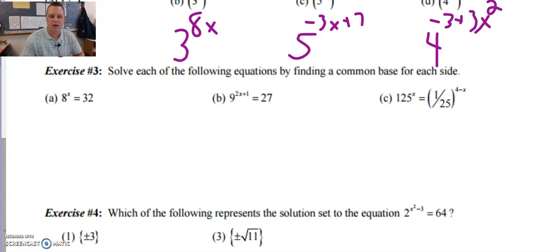All right, so now, again, a little more challenging. We started out with just a single x variable, but then we have a binomial in the next ones in B and C.